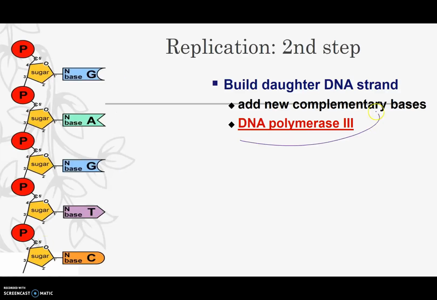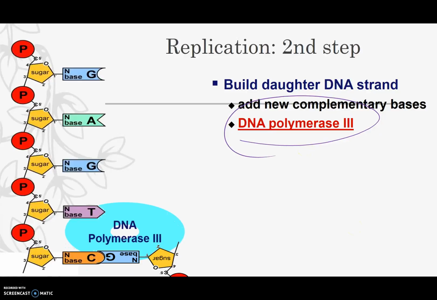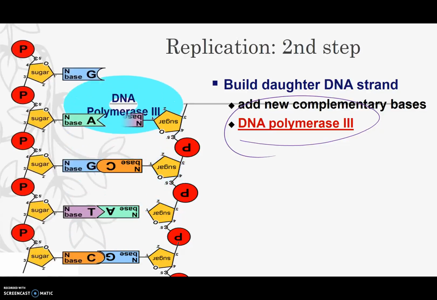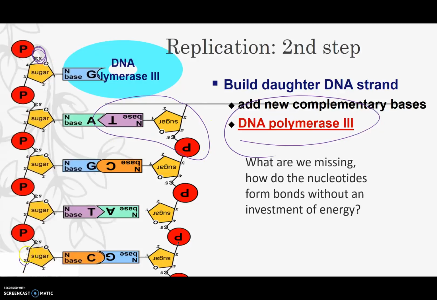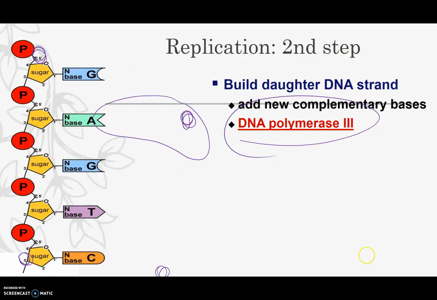So the enzyme we're going to use is DNA polymerase 3. DNA polymerase 3 is going to add nucleotides and build it. You'll notice that these nucleotides are upside down. Here's my 5', here's my 3', here's my 5', here's my 3'. So when I look at these strands, though, let's watch that again.